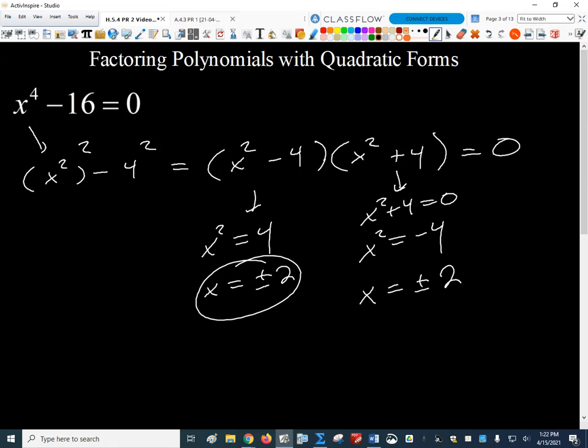2i. Good. I get an i there because I'm square rooting a negative, right? But I got them all. I didn't have to factor anything. I got them all just by isolating x, right? I can do that with quadratics.